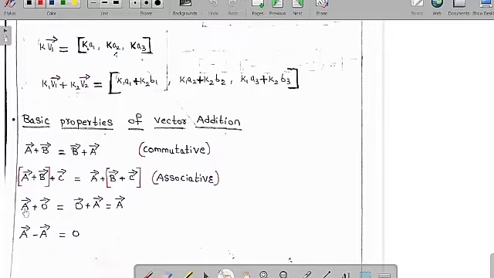That we are going to call as a bar plus 0 bar is equal to 0 bar plus a bar is equal to a bar. Similarly, if you do subtraction of two similar vectors, we are going to get a null vector. So this is basically a null vector. It has to be like this one.